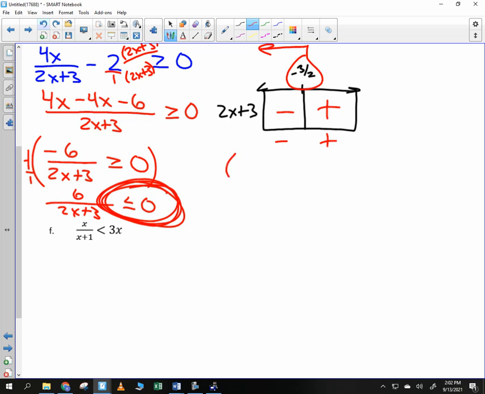So that would be negative infinity to negative 3/2. It would be a bracket, but can I have a bracket on 0? Nope.